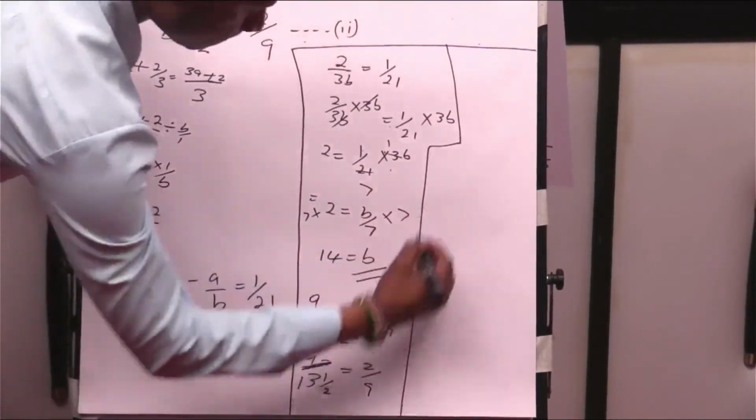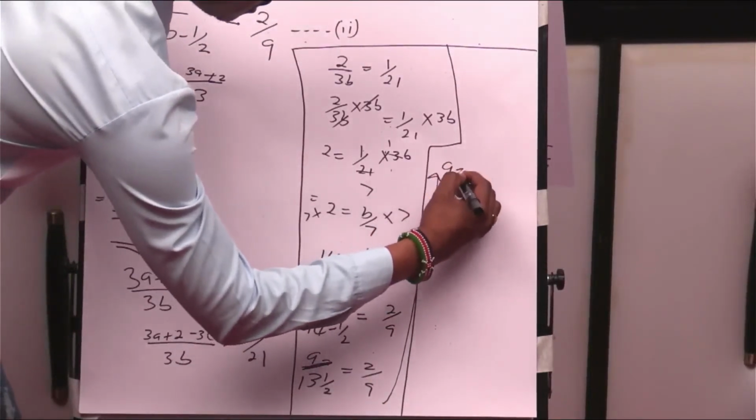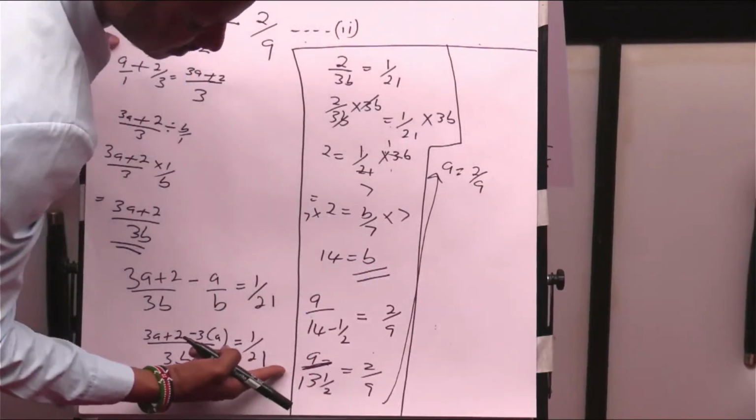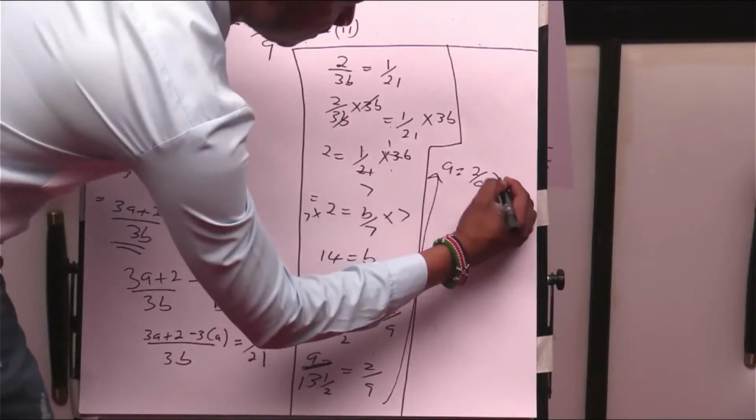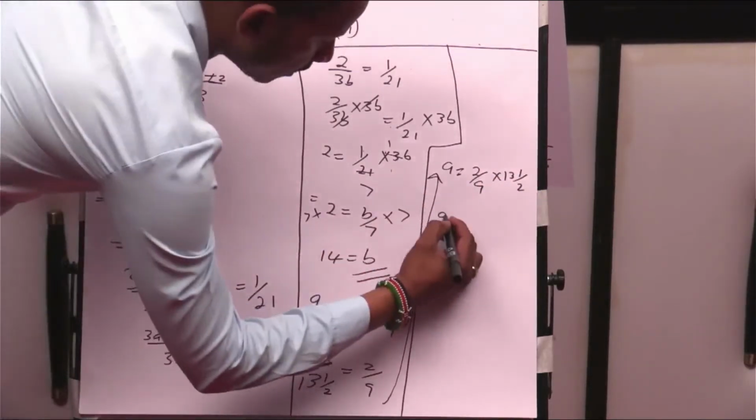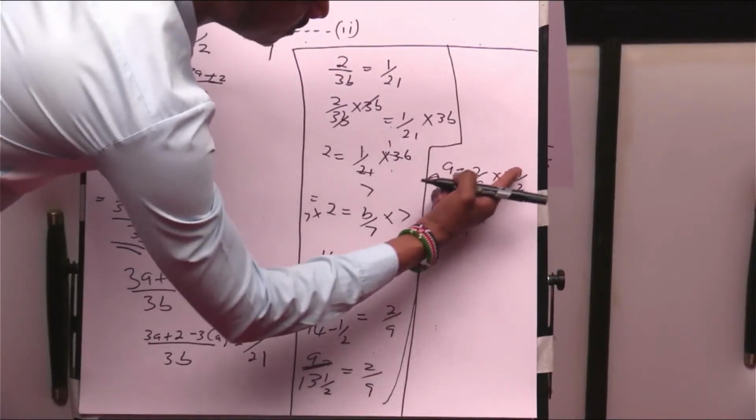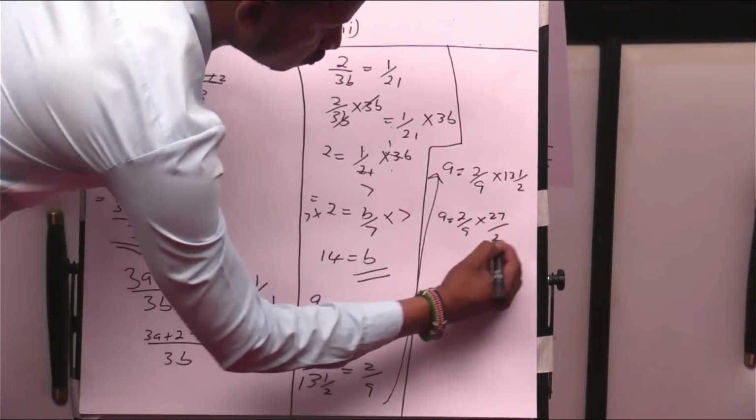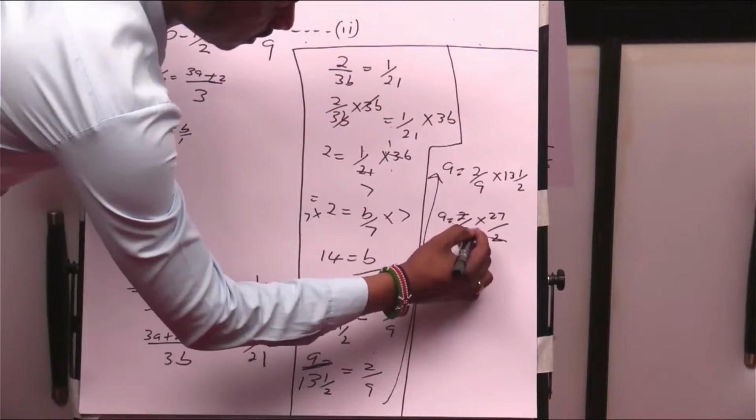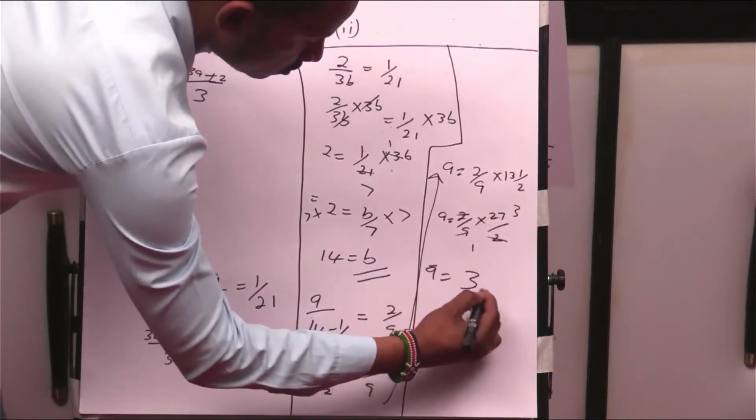Then A equals 2 over 9. Multiply both sides by 13 and a half. So A equals 2 over 9, but 13 and a half is 27 over 2. 2 and 2 cancel. 9 here once, 9 here 3. So A equals 3.